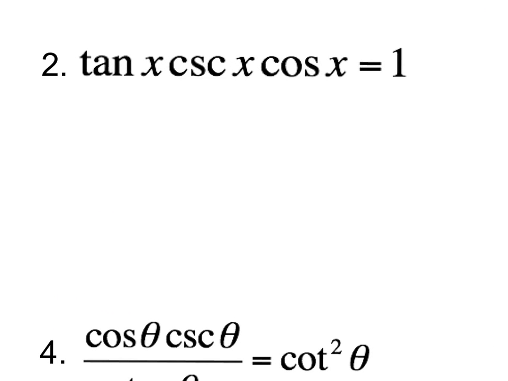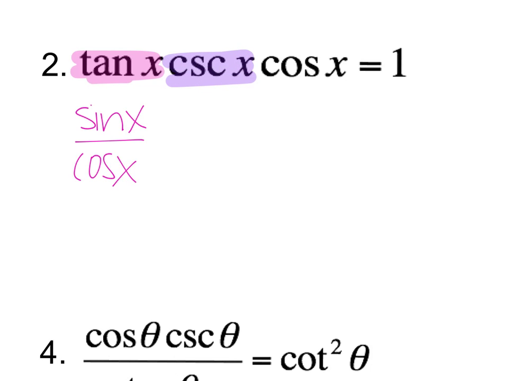Alright, number 2. Again, the strategy we're working with is that everything should have only sine or cosine in it. So tangent is the first thing we see. Tangent does not say sine or cosine, so we're going to change it into something that does. Tangent is sine x over cosine x. Then we look at cosecant. That does not say sine or cosine, so we need to change that. That's really the reciprocal of sine, so it's 1 over sine x. And then the cosine x I can leave the same. The only thing I would do differently is write it over 1, so we have all fractions here.